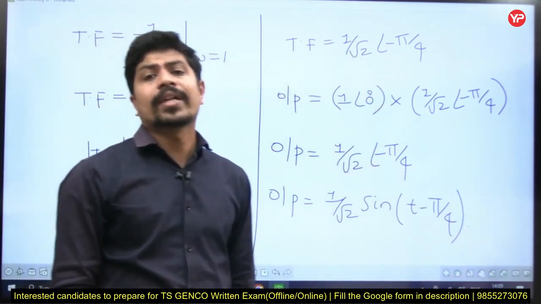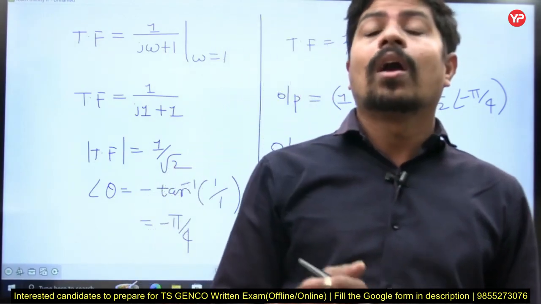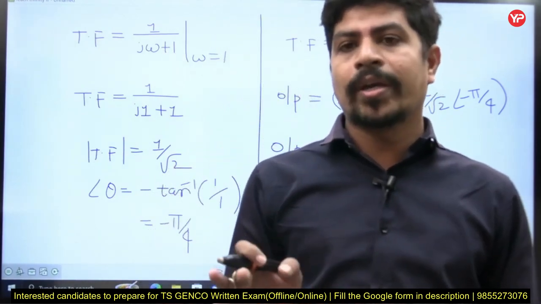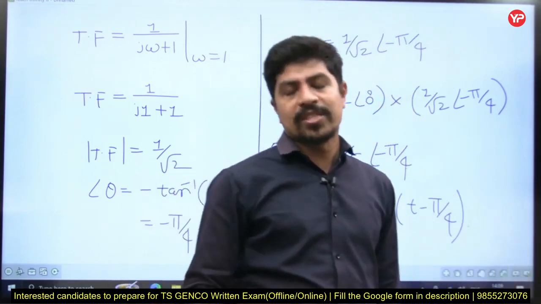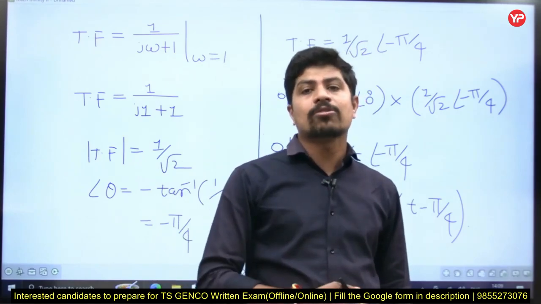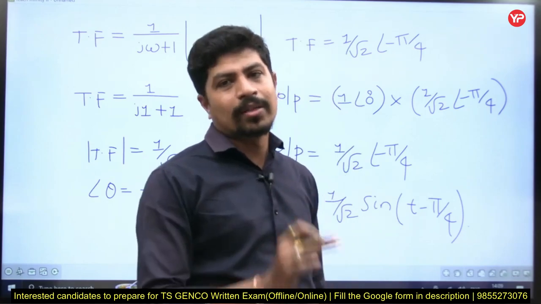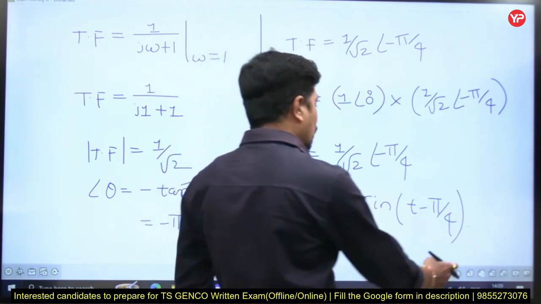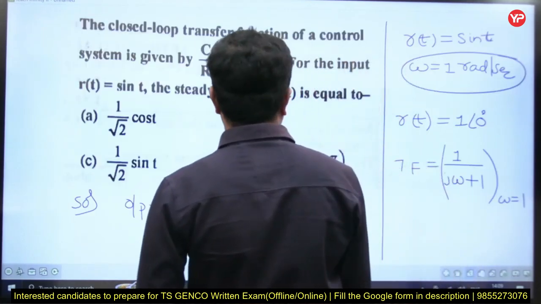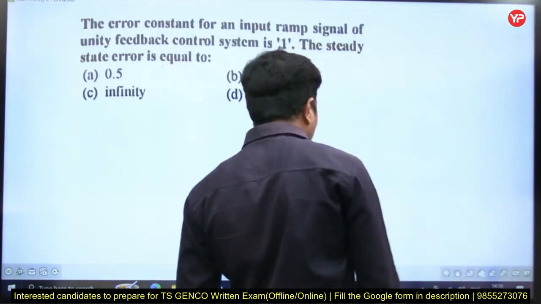So in the transfer function you have to replace S with j omega. Omega is the frequency, the input frequency. The system will have its own natural frequency, but I'm not talking about that. The present operating frequency of a system is equal to the input frequency. Input frequency is omega equal to 1, that's why I substitute omega equal to 1. Look at the options. Which option is correct? 1 by root 2 sine of t minus pi by 4. Choice is D. Let's go to the next question.